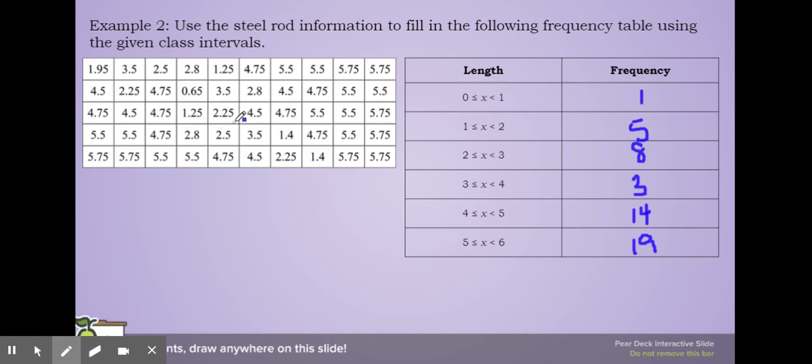Again, just to give you an example, I only had 1 that was between 0 and 1. Between 1 and 2, I had 1, 2, 3, 4, and 5. And I just went through that same kind of deal for all of them. So again, in order to double check that you have the correct amount of pieces of data, these frequencies should add up to 50. Since I had 50 pieces of data, my frequency should also be 50.